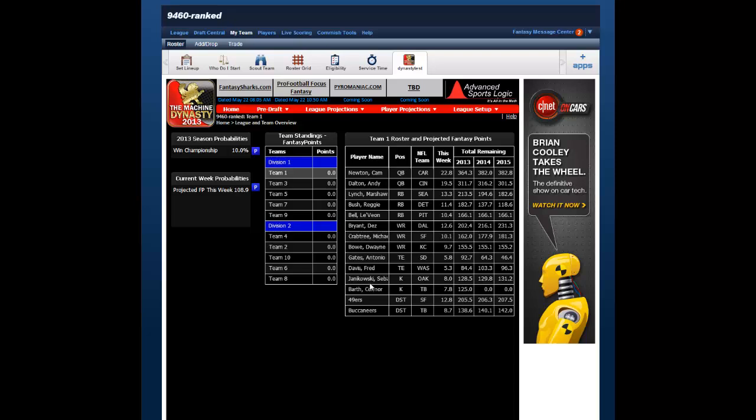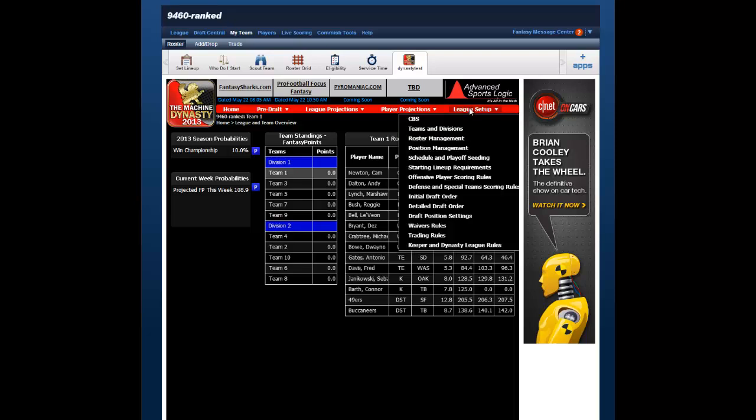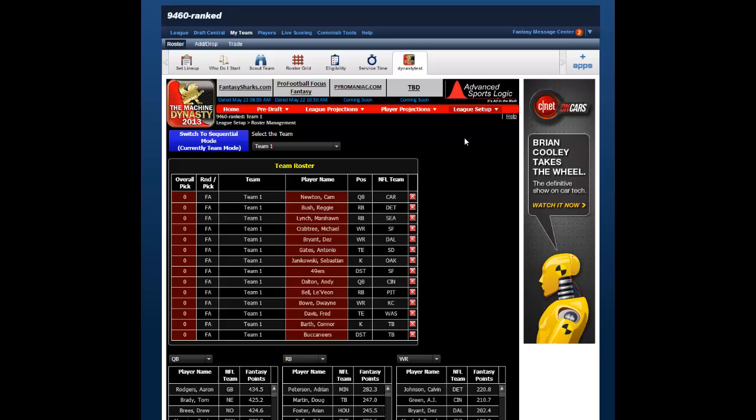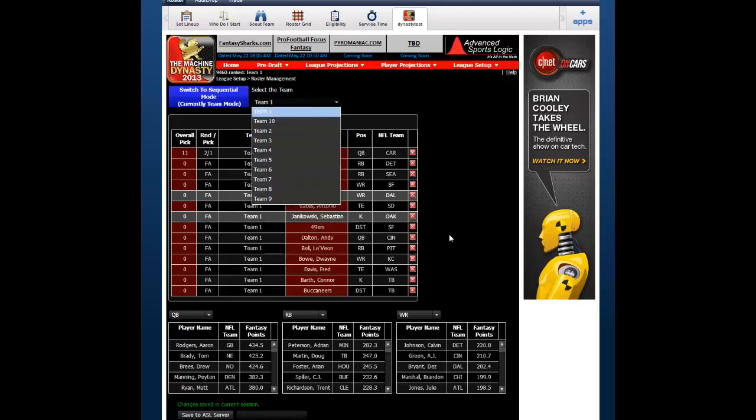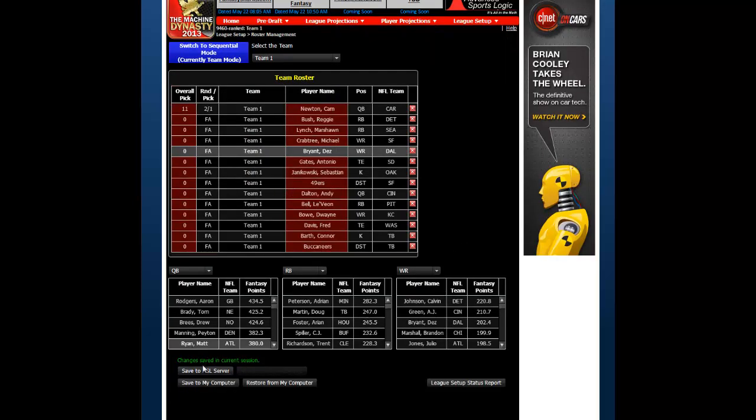You have to do that so that the machine understands which players are good keepers and which players are bad keepers. You can do that under League Setup, Roster Management, and you can enter in the overall pick where your player was taken. For example, if Cam Newton was the first pick of the 2nd round, he was the 11th overall pick in my 10-team league. I can do this for each of the players on my team and any of the other teams in my league, and then I want to save to the Advanced Sports Logic server.